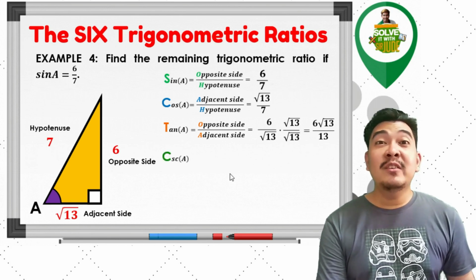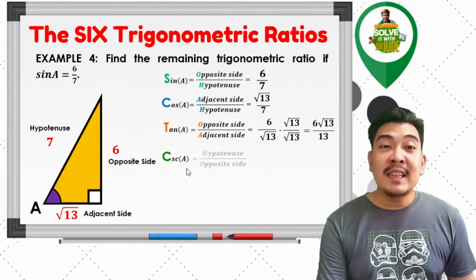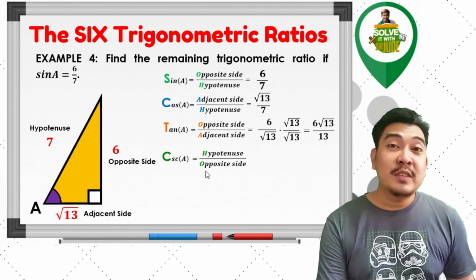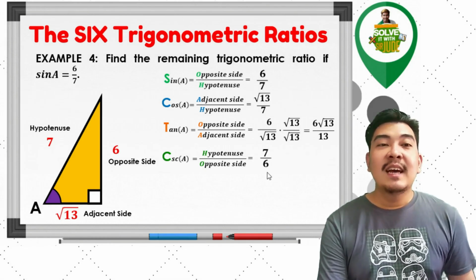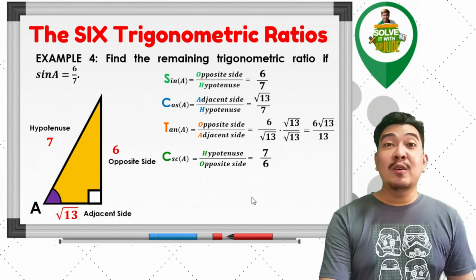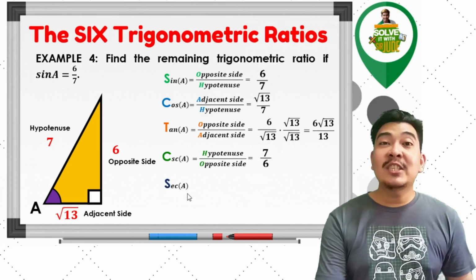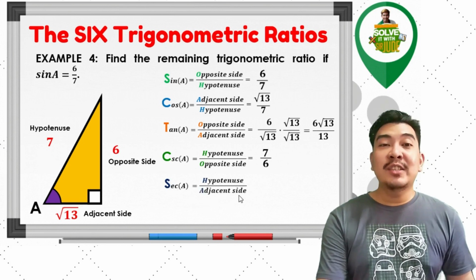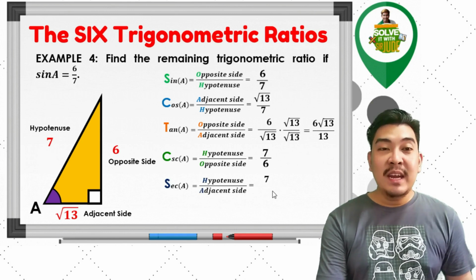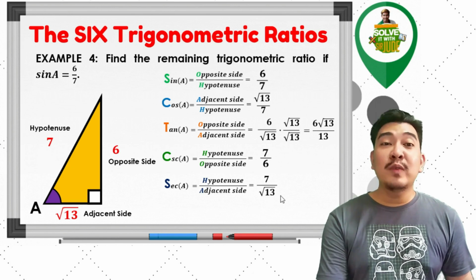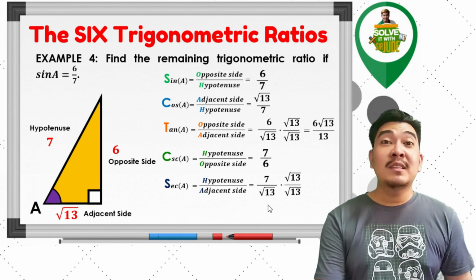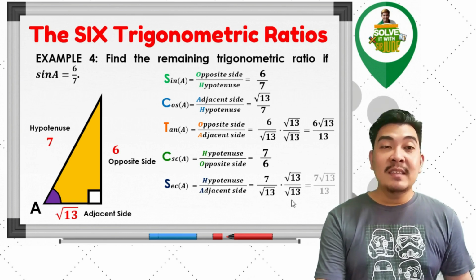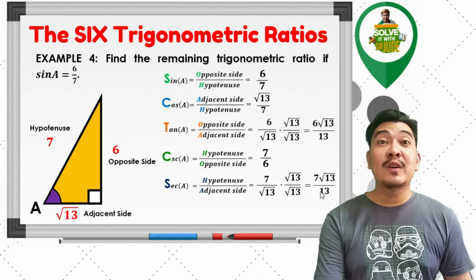So next, let us proceed with the reciprocal ratios, CHO. That will be cosecant A is equal to hypotenuse over the opposite side. By substitution, the hypotenuse is 7 and then the opposite side is 6. So therefore, the ratio for cosecant will be 7 over 6. The next one is secant A. That will be hypotenuse over the adjacent side. The hypotenuse has the measure 7, while the adjacent side is square root of 13. Again, just like in tangent, we need to rationalize 7 over square root of 13 by multiplying both numerator and denominator by square root of 13. And by simplifying this, we now have 7 square root of 13 over 13.